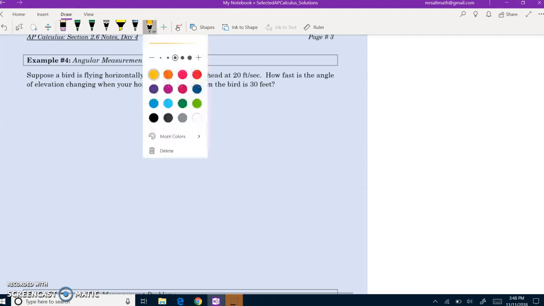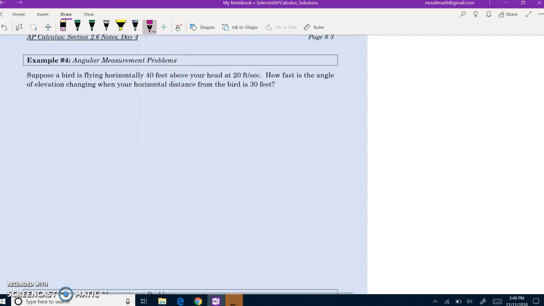It says, suppose a bird is flying horizontally above your head at 20 feet per second. How fast is the angle of elevation changing when your horizontal distance from the bird is 30 feet? So let's imagine the picture here really quick. We've got a bird. My birds don't look all that different from my airplane. And it's 40 feet above our heads. So we're down here on the ground, and the bird is 40 feet up here. Then it tells us the bird is going at a speed of 20 feet per second. So let's call that dx/dt is equal to 20 feet per second.